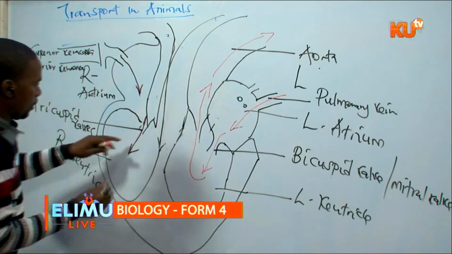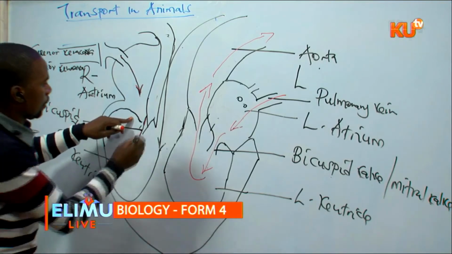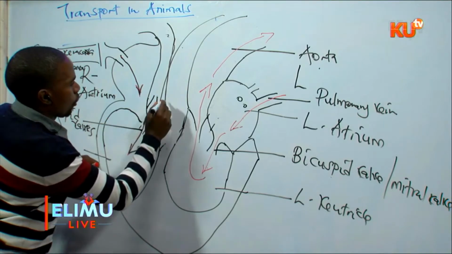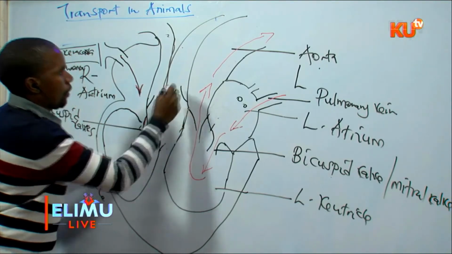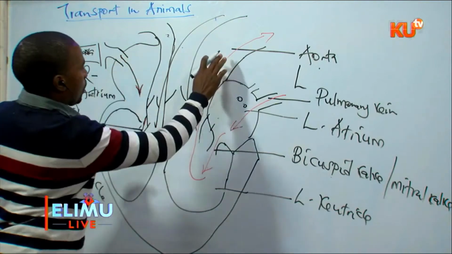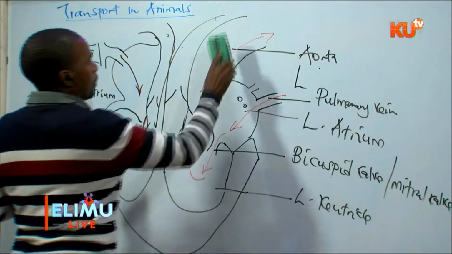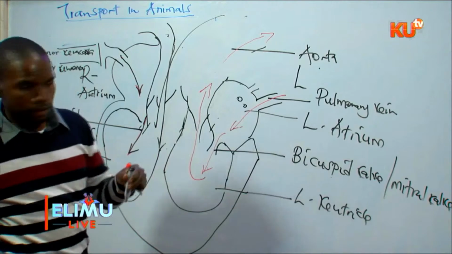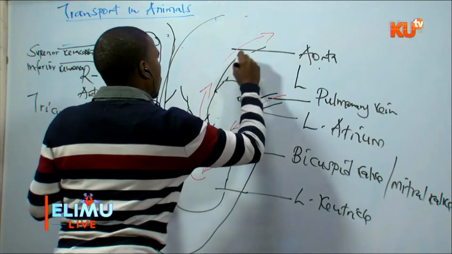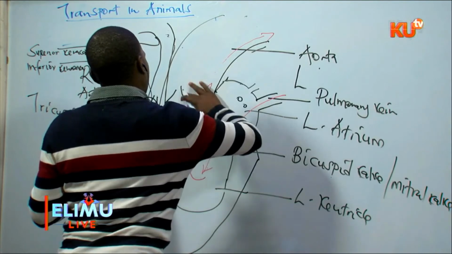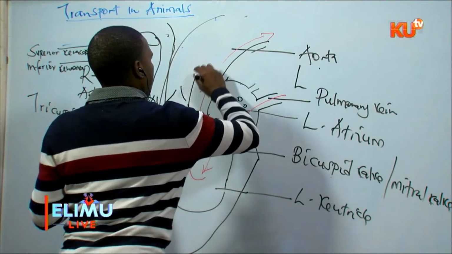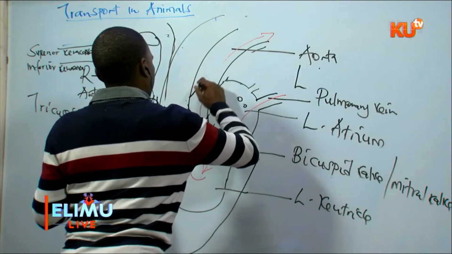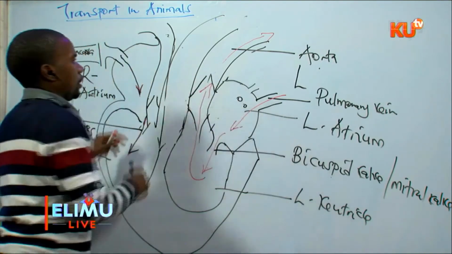So these are the valves, tricuspid valves. So from here we have another valves here. We also have another valves here. We've said this is the aorta. This is the aorta. So let me just join this one here. This is the aorta. So we have valves here and valves here.